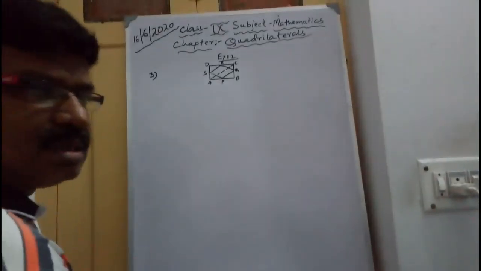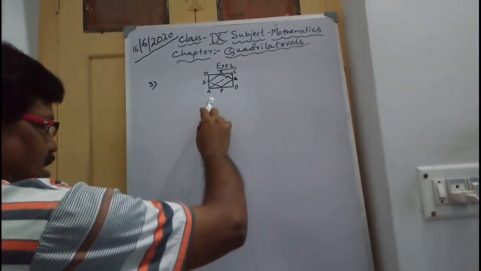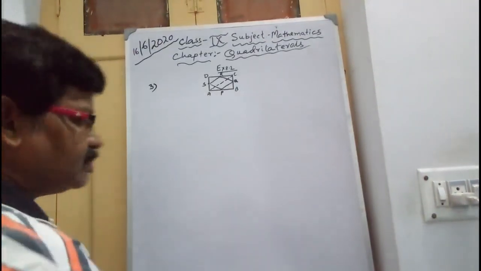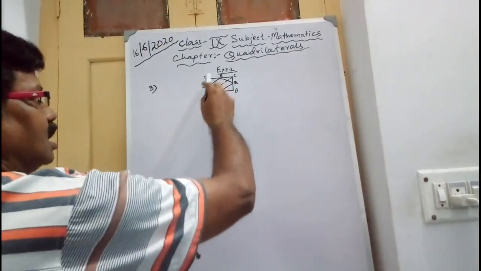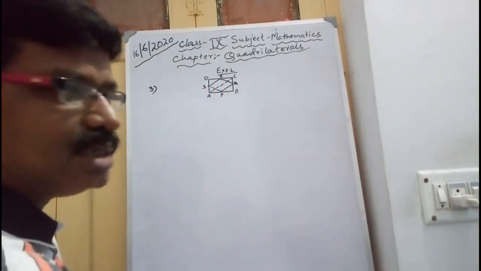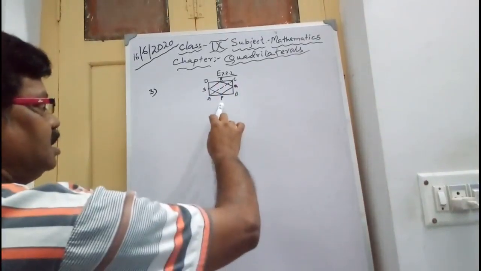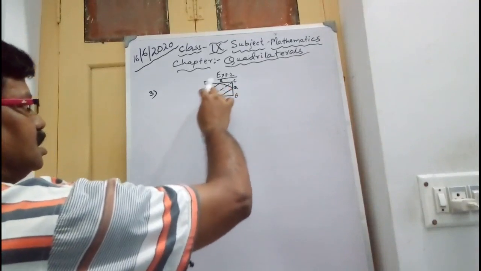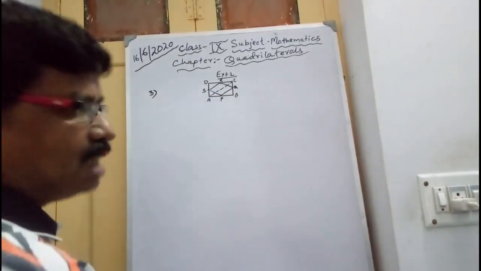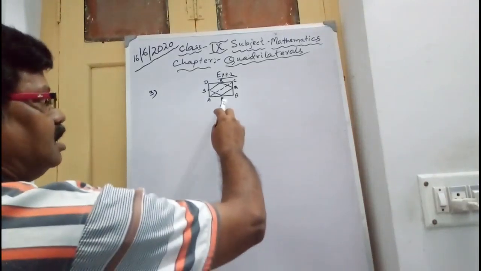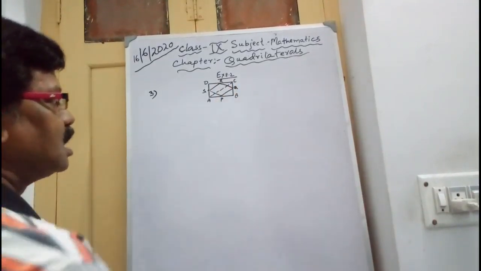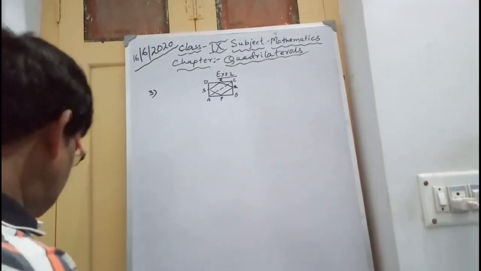Sum number 3. In this question, ABCD is a rectangle. P, Q, R, S are the midpoints of AB, BC, CD and DA. Now you have to prove that PQRS is a rhombus.